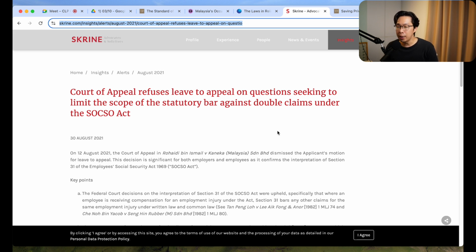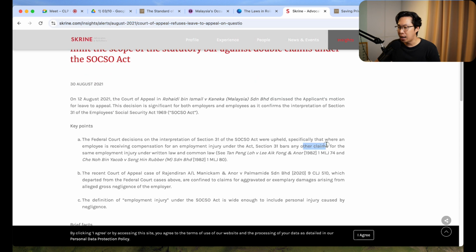But if you claim against SOCSO for insurance, you cannot later go and sue your boss for negligence. That is what is stated under Section 31. It bars any other claim for the same employment injury under any written law or common law. You cannot go and claim again under the tort of negligence.